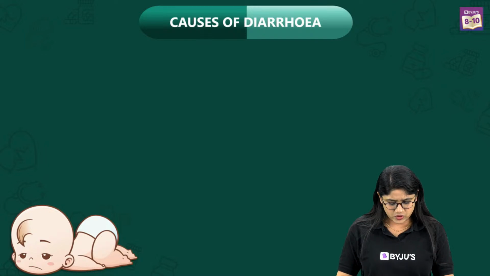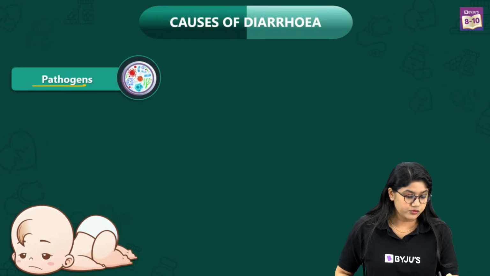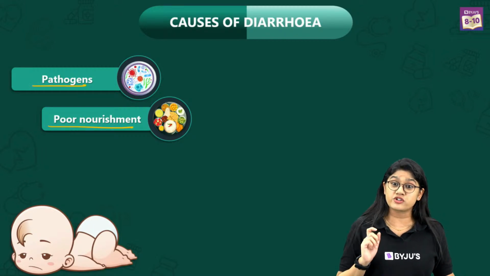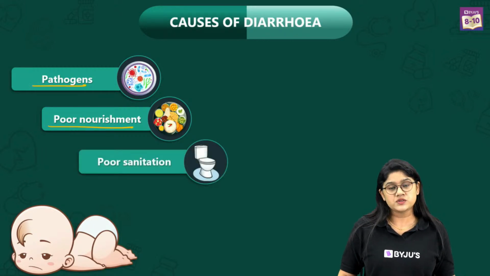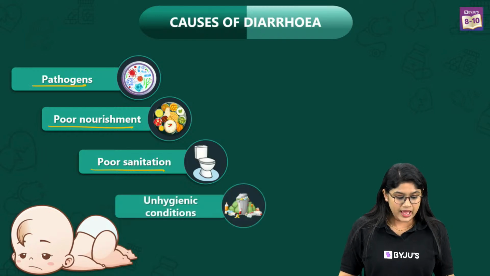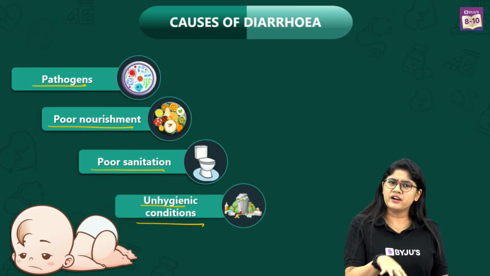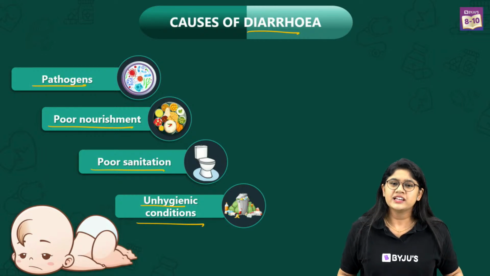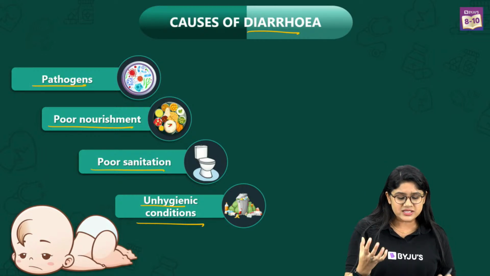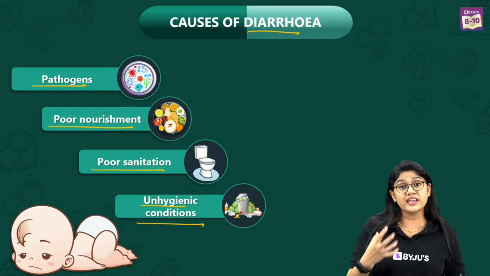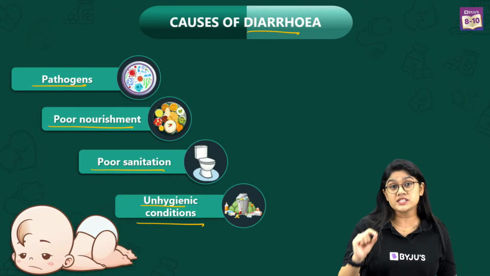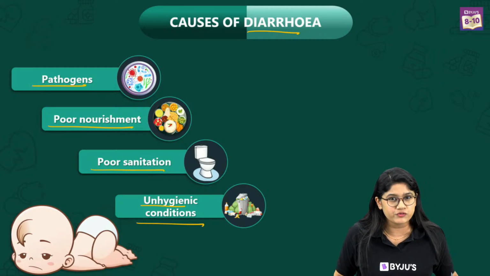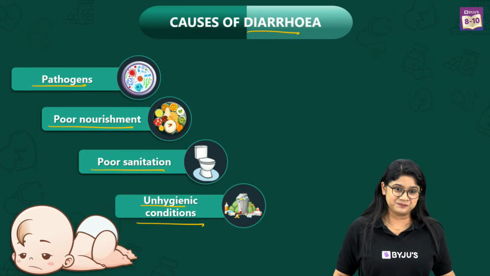Now, when we talk about diarrhea, of course, it can be caused by pathogens, it can be caused due to poor nourishment of the baby. Then, of course, we have poor sanitation and unhygienic conditions. So, over here we have the four causes that will be causing the diarrhea. Yes? Now that we are clear with this, let's study in detail the various causes of diseases. This is really important from the exam point of view and we usually get confused with it.